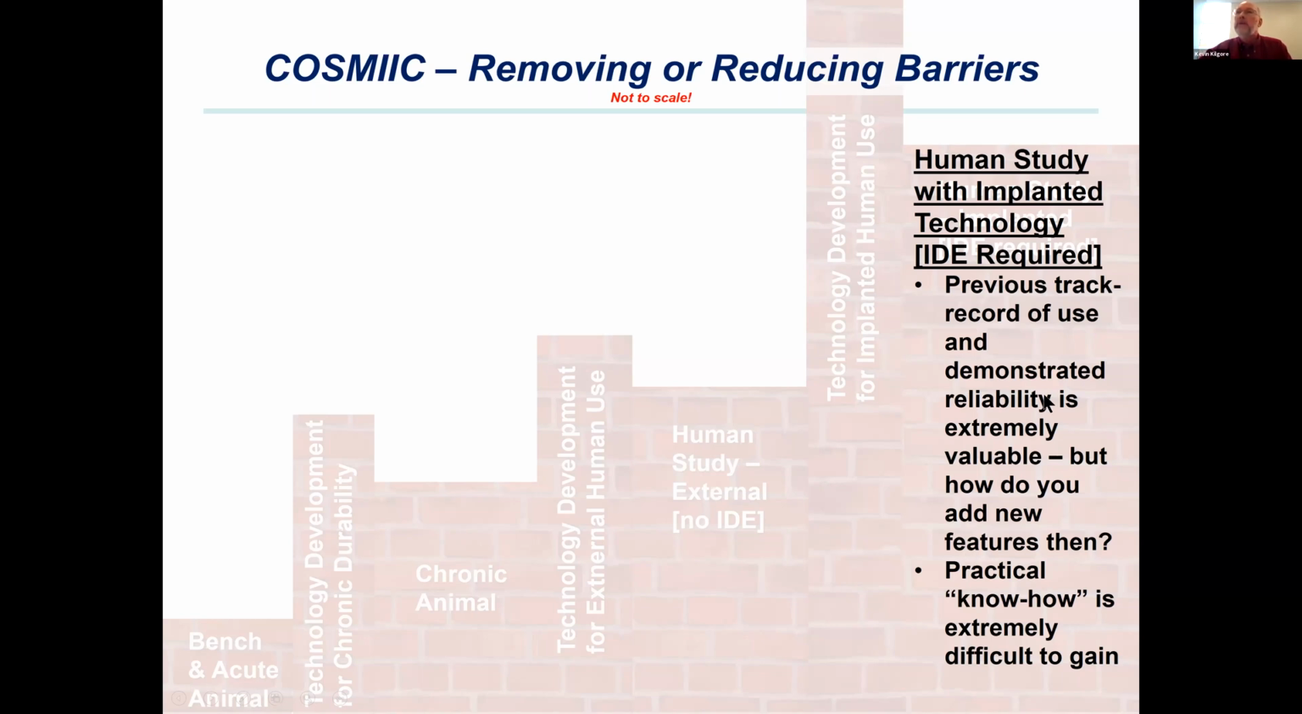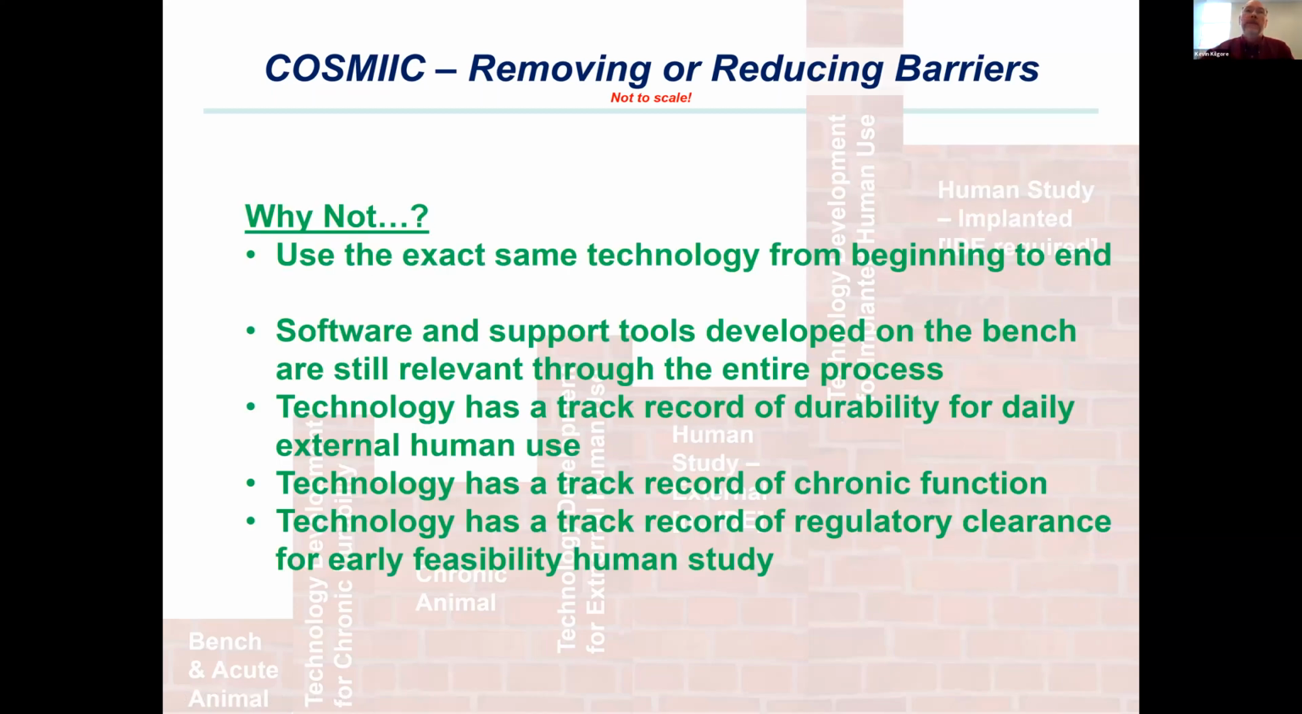And so it would be really nice to have a technology that already had some track record. So that's where the NNP comes in, and this open source idea is, why not use the exact same technology from beginning to end, at least in cases where you can. So that would mean starting with the NNP circuitry at the beginning through chronic animal studies, external human studies, and then ultimately ending in implant studies with humans. So that means that the software and the support tools you develop at the bench testing stage and chronic animal stage are still relevant through the entire process.